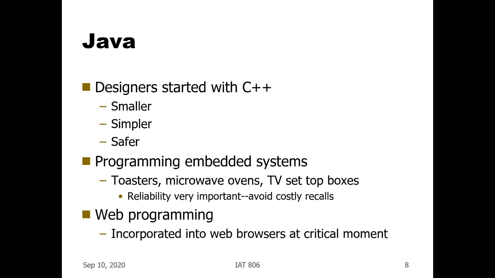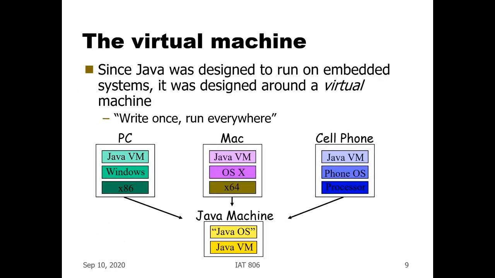Java was also introduced at the time when web programming first started, and it was incorporated into web browsers at a critical moment in the mid-1990s. So the way Java works is Java has essentially two stages of interpretation. The first stage is the translation from the programming language that we saw an example of 3 or 4 slides ago with the for loop, and to compile to a so-called virtual machine.